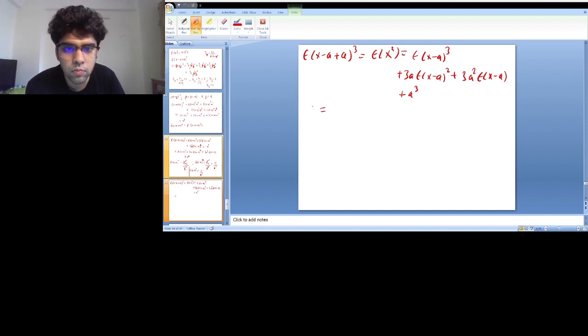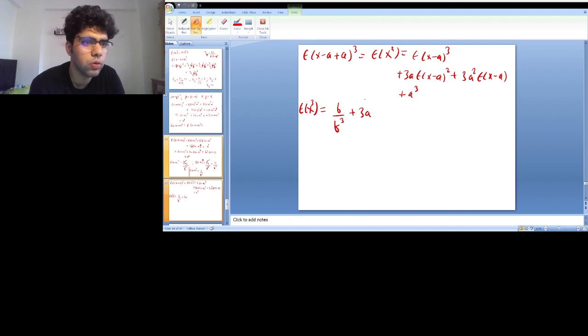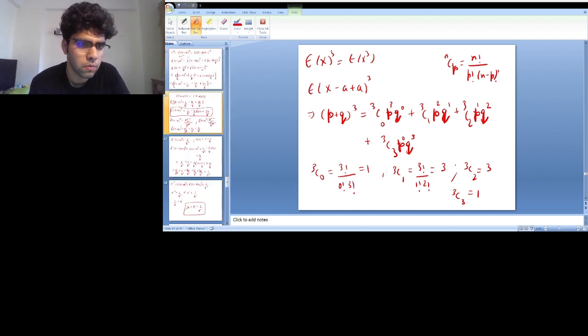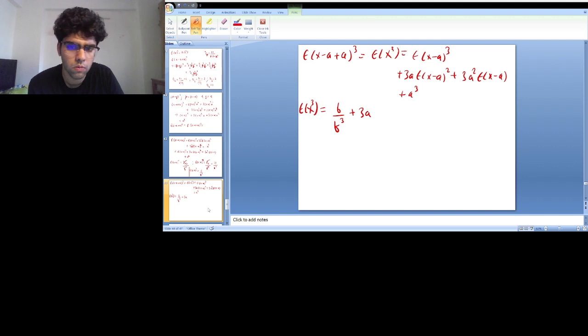Now these terms are the same, so E[X cube] is 6 upon b cube plus 3a times E[(X minus a) whole square], which was, wait, let me just check, 2 upon b square.